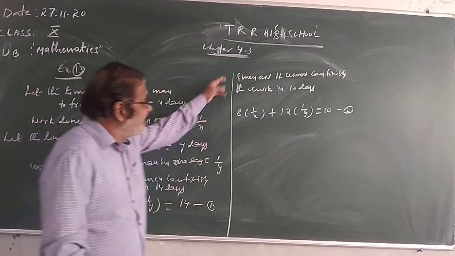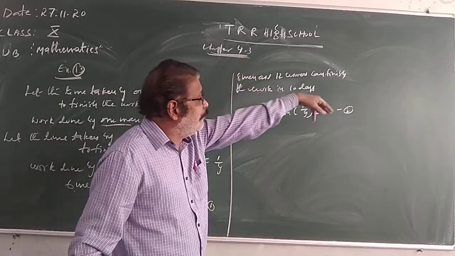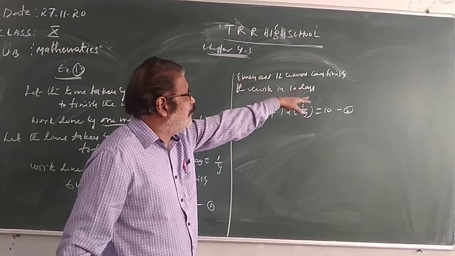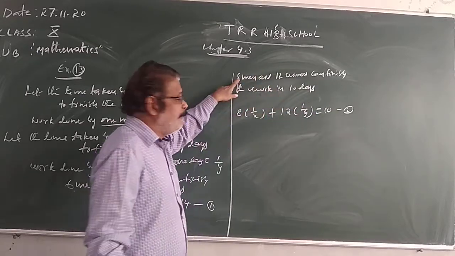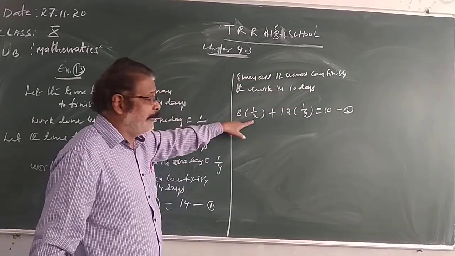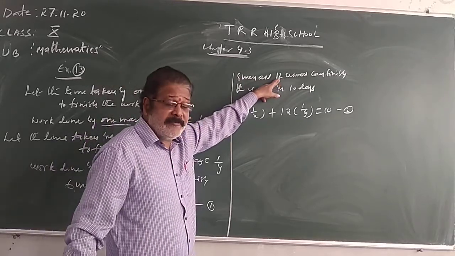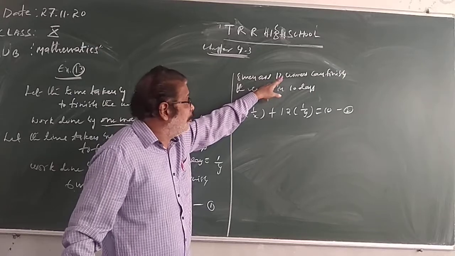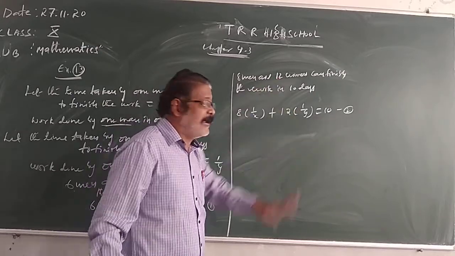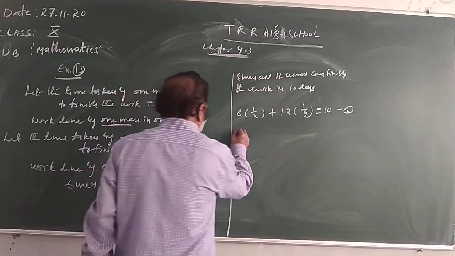This is the first equation. Similarly, 8 men and 12 women can finish the work in 10 days. 1 man can do in 1 day 1 by x, so 8 men is 8 into 1 by x. 1 woman does 1 by y, so 12 women is 12 into 1 by y, equal to 10. This is the second equation.